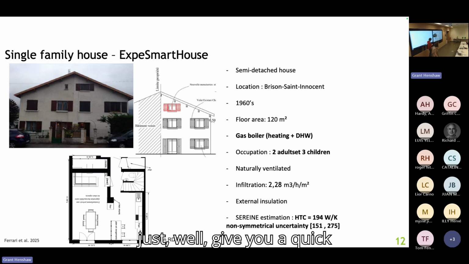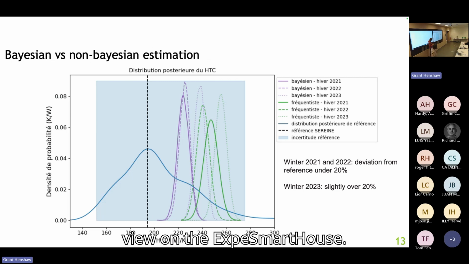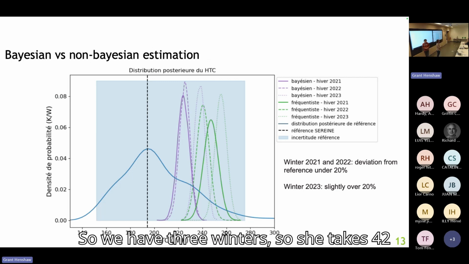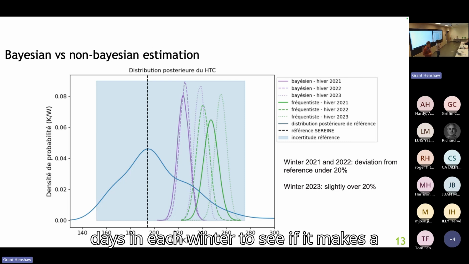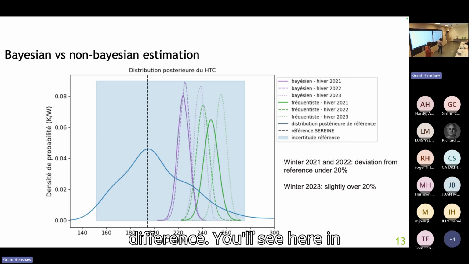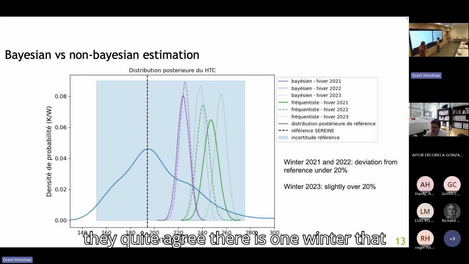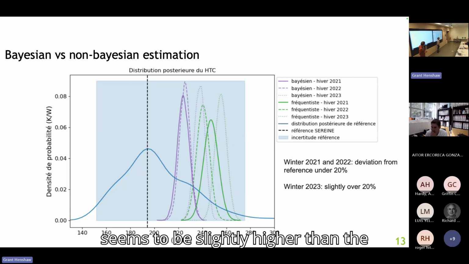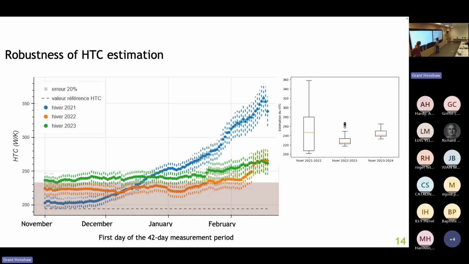I'll just give you a quick view on the smart. So we have 3 winters. So she picked 42 days in each winter to see if it made a difference. You'll see here in purple the result of her method. So they quite agree. There is one winter that is, well, it seems to be slightly harder than the others. The reference here is really, really large. But well, the method gives a result that's not that off.